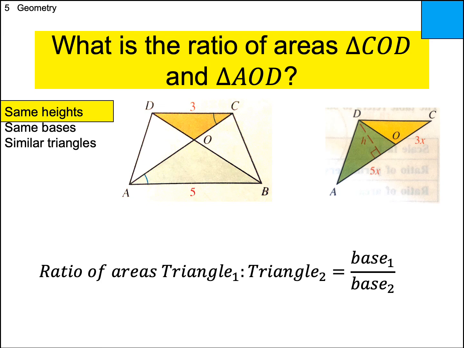There we go. Okay, so for this one, I'm going to go yellow to green. Yellow to green would be 3x over 5x. Those are the two bases. The x's would cancel, and we would get 3 to 5, which is what we expected to get, right? 3 to 5. Okay, that's how that one works if the heights are the same.